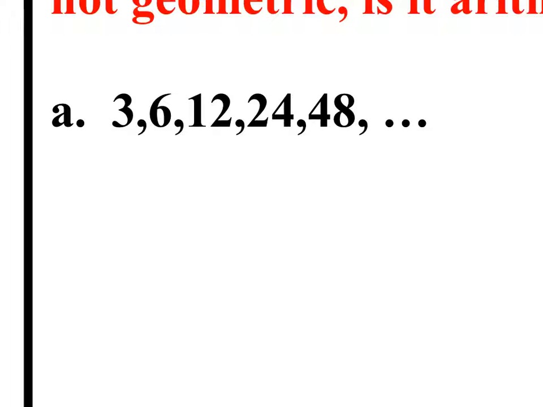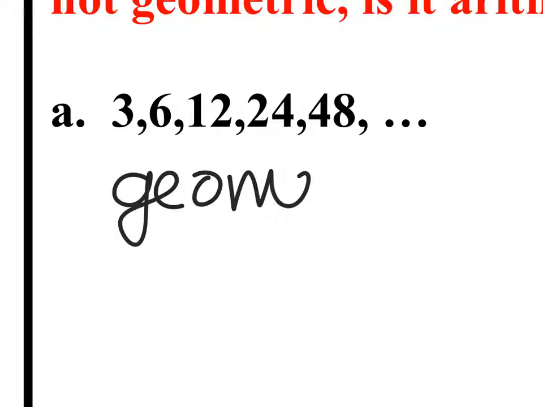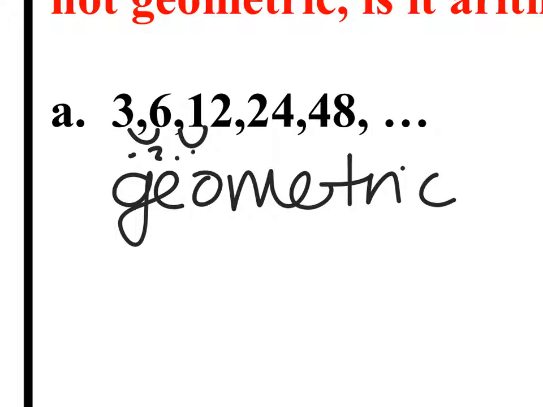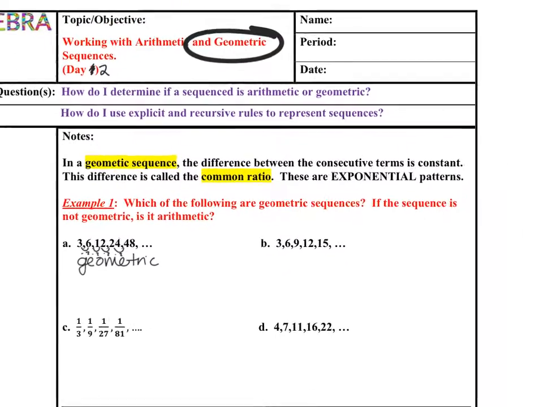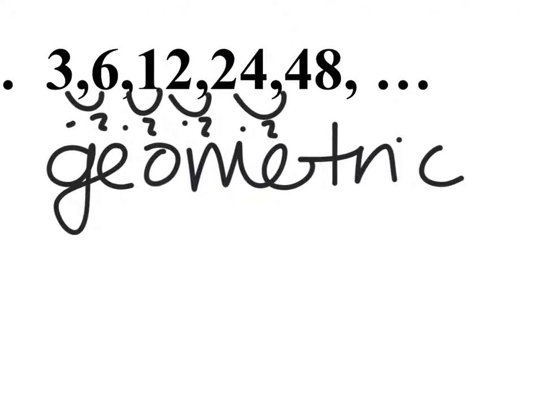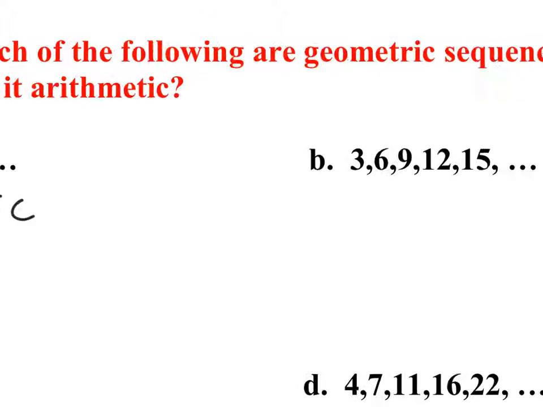Who wants to tell me what it is? Finn, what is it? Geometric. Why? Because it's multiplying by 2 each time. 3, 6, 12, 24, 48. Great. Make sure you check the entire thing because it could switch up on you later. Let's just go ahead and say what our common ratio is. I know I didn't ask for it specifically, but that's always a good thing to do. Times 2.